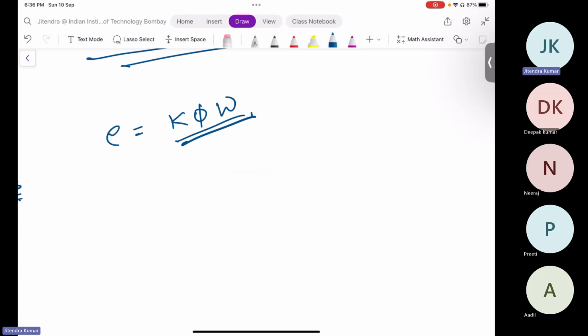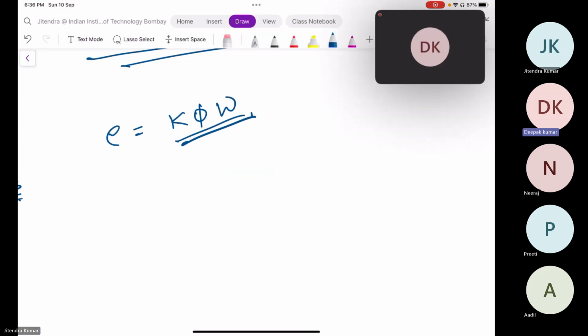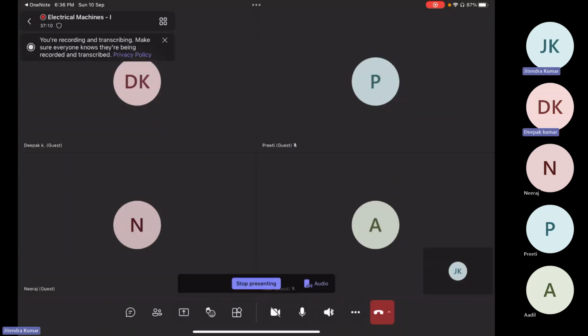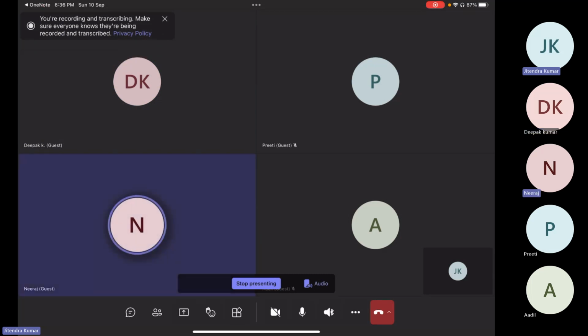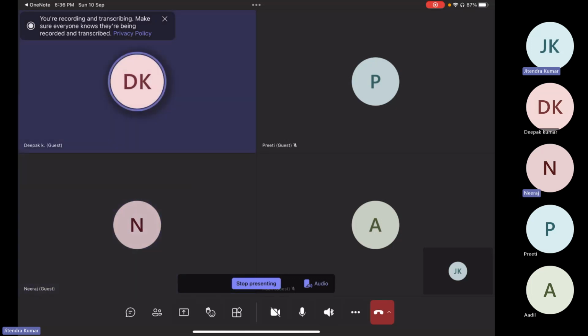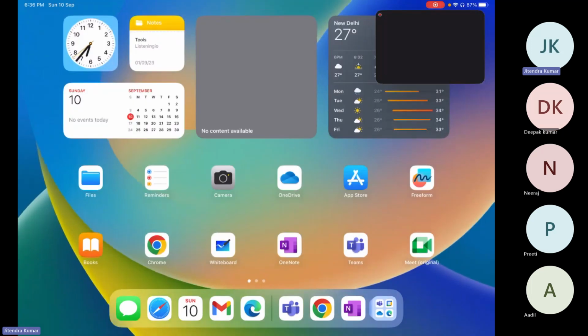Is my network breaking down? Is my voice breaking? Yes, sir. No, sir, your voice is not breaking, but there is another sound coming due to a network issue. Yeah, I think, but it should not happen. Now is it fine? Yes, sir. Okay, so I think I am audible properly now. Please let me know if my voice breaks.